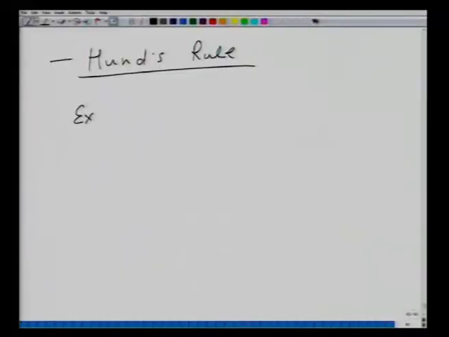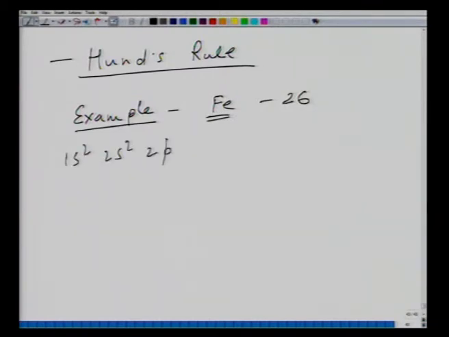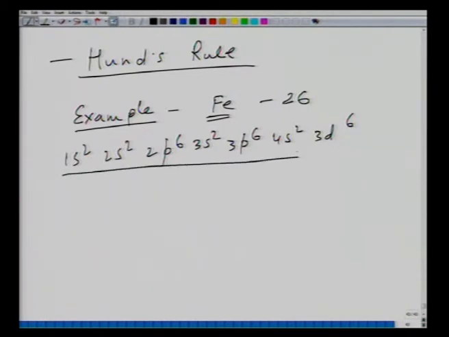For example, take the example of iron, Fe. Fe has atomic number 26. So the configuration is 1s2, 2s2, 2p6, 3s2, 3p6, 4s2 and 3d6. This is the configuration for Fe: 2 plus 8 plus 8 plus 2 and 6, making 26. All these shells are filled, so they are not going to contribute to magnetism at all. Only the shell which is unfilled is going to contribute to the magnetism.